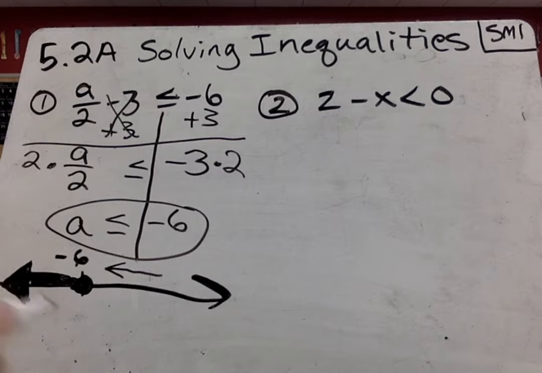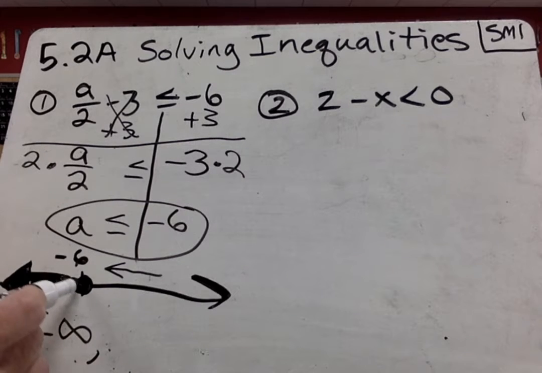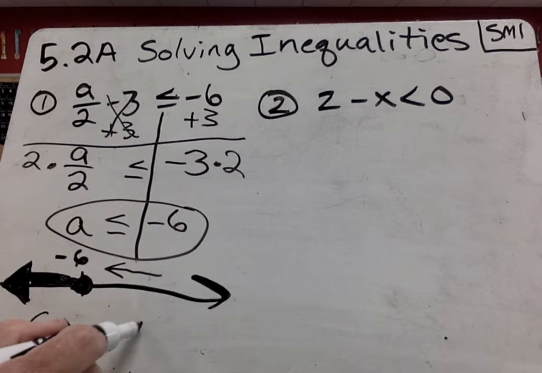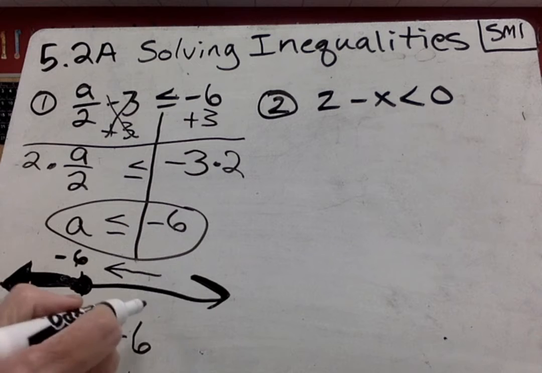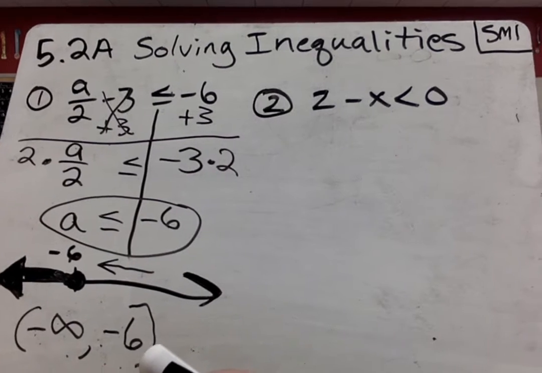The lowest number on the graph is going to be -infinity, and infinity always has a parenthesis, and the other number on there is -6 is our other one, and it is included, so it will be a bracket. So that's how you do that particular problem. Again, everything was the same as if it were an equal sign. However, it's a little bit different on the shading, and the interval notation is also new.